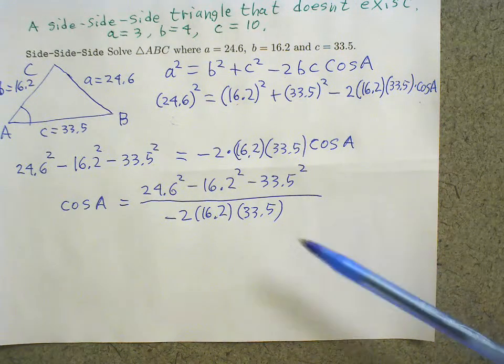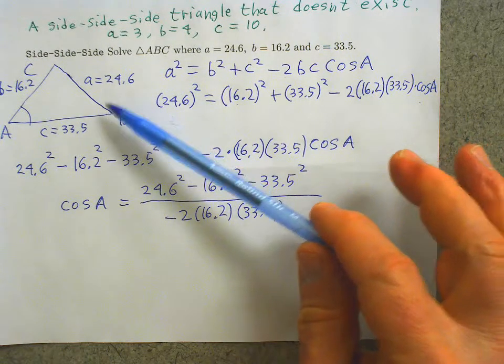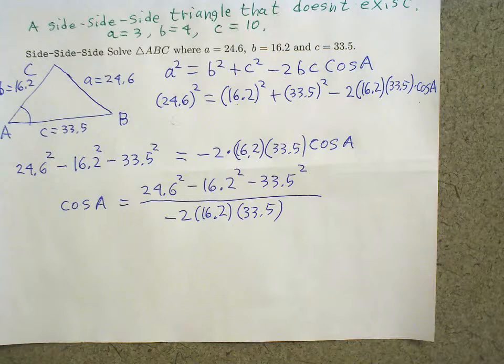Then you could go through the same process to find what angle B is. And once you know what two of the angles are, you can find the third angle easily.